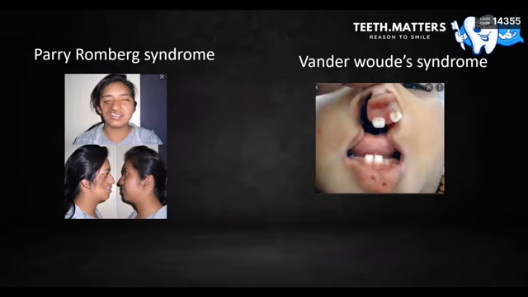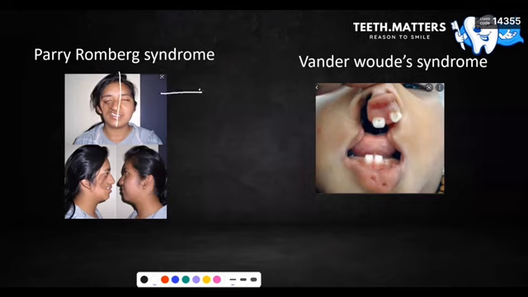The first syndrome shown in this picture is Parry-Romberg syndrome. In Parry-Romberg syndrome, half of the face of the patient is normal and the other half of the face is atrophic. So, the feature of this syndrome is hemifacial atrophy, facial atrophy.